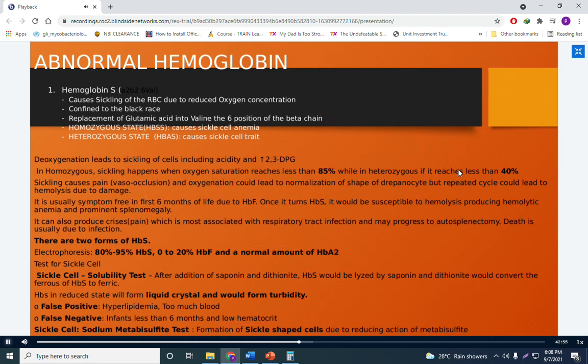Any questions for your hemoglobin S? Naintindihan naman class ha kung bakit nag-false negative siya in less than 6 months.